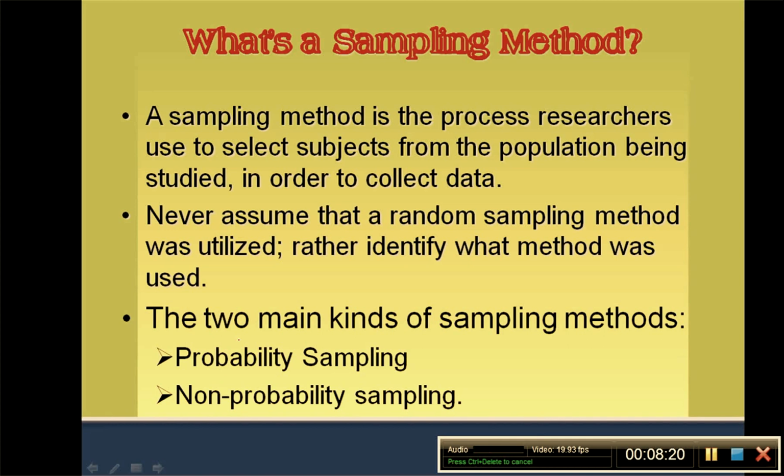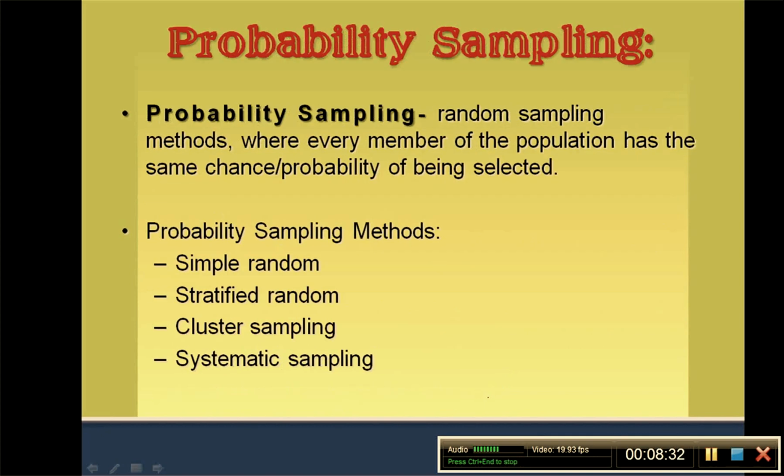Okay? Now, there are two types of sampling methods that we're going to take a look at. We're going to look at probability sampling and non-probability sampling. Now, probability sampling would be random sampling methods where every member of the population has the same chance, or probability, of being selected. So, in other words, here is my population. Let's just say the area inside my box here is the population.